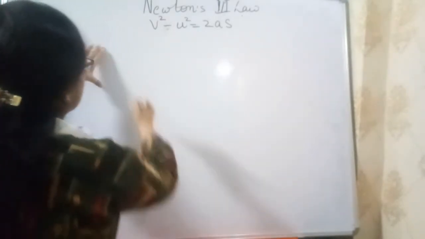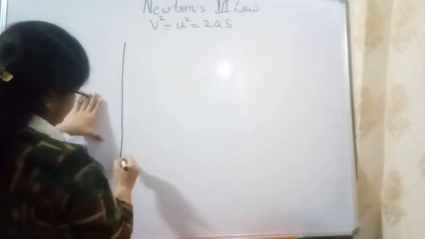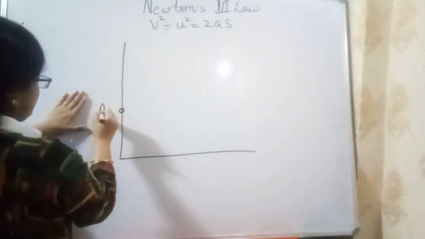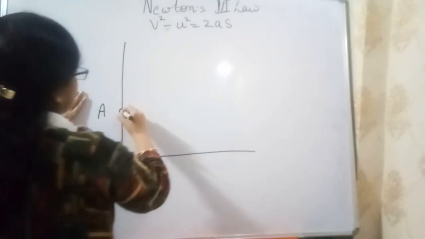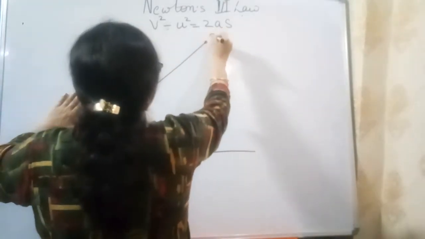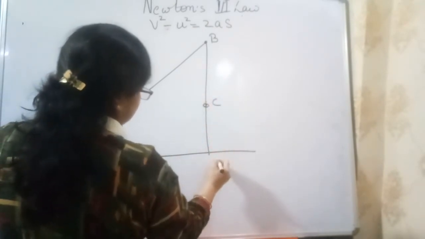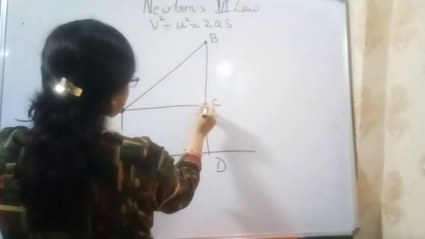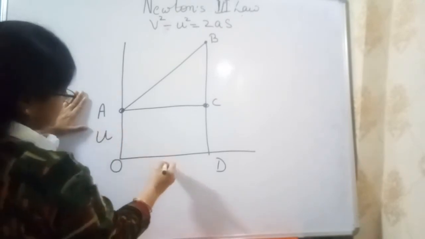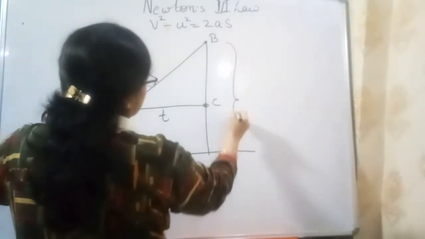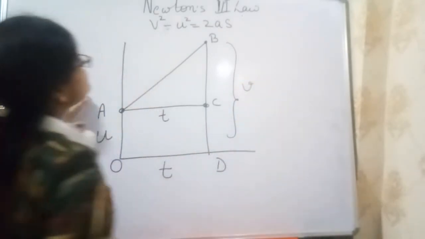Now firstly I want to explain the graph. Clear? I think you remember it now. This is A, this is O. This is B. Clear? This point is C, this point is T. This is the value of U, this is the value of T. This whole is the value of V.